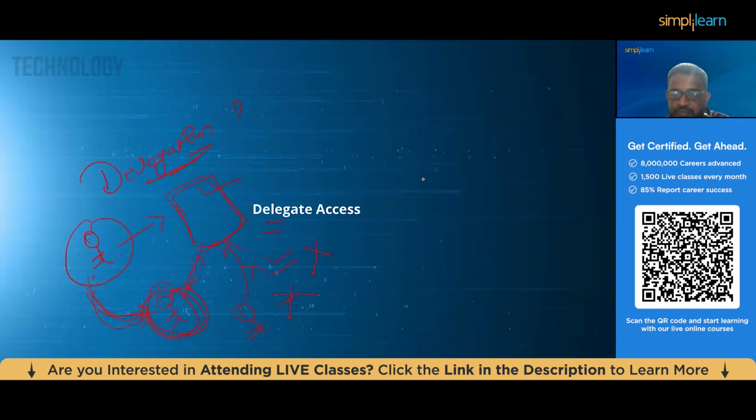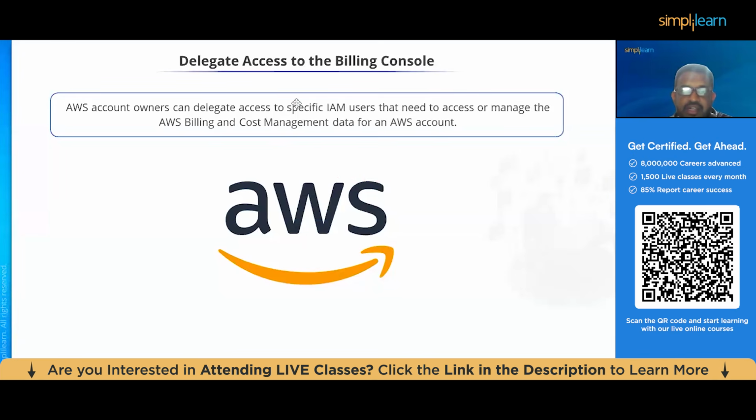Same thing here: we are delegating access to other users. Now, to whom are you delegating access to the billing console? Let us consider we have a billing service, and as I clearly specified, it's a crucial service. Only a specific person can access that. So the AWS account owner can delegate access to specific IAM users that need to access or manage the AWS billing and cost management data for the AWS account.